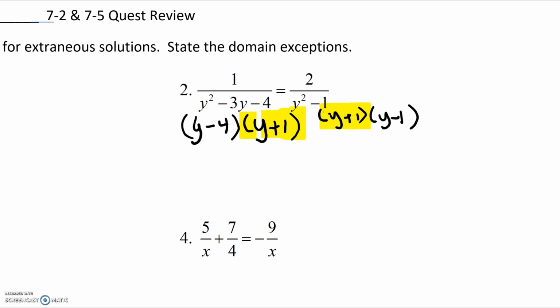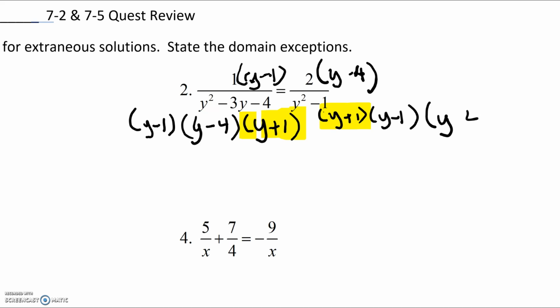Okay, so for the first one, it looks like I am missing the y minus 1. Y minus 1. Okay. And the second one, I am missing the y minus 4. So I'm going to multiply those. And remember, you multiply top and bottom. So you end up with a very large denominator. And that is okay. So on top, you end up with y minus 1.